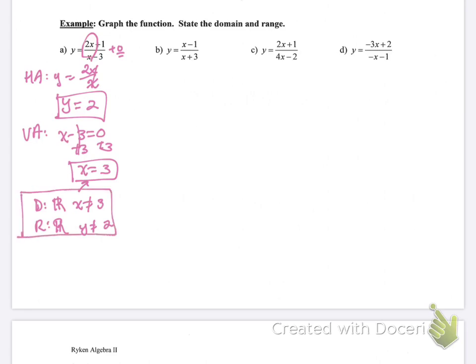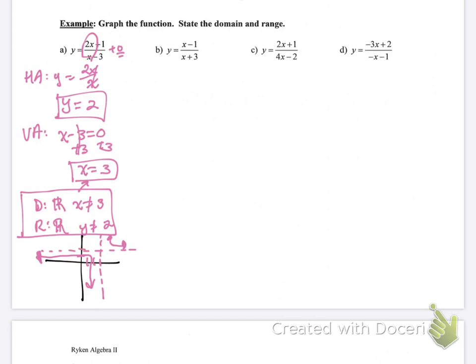And then last but not least, we have to graph, right? When in doubt, use your calculator. But vertical asymptote at 3, so that means I go over 3, draw a vertical line. Y equals 2 is a horizontal asymptote, so I go up 2, draw a horizontal line. I sketch in my graphs, and this you can just get from your calculator, and you're done.